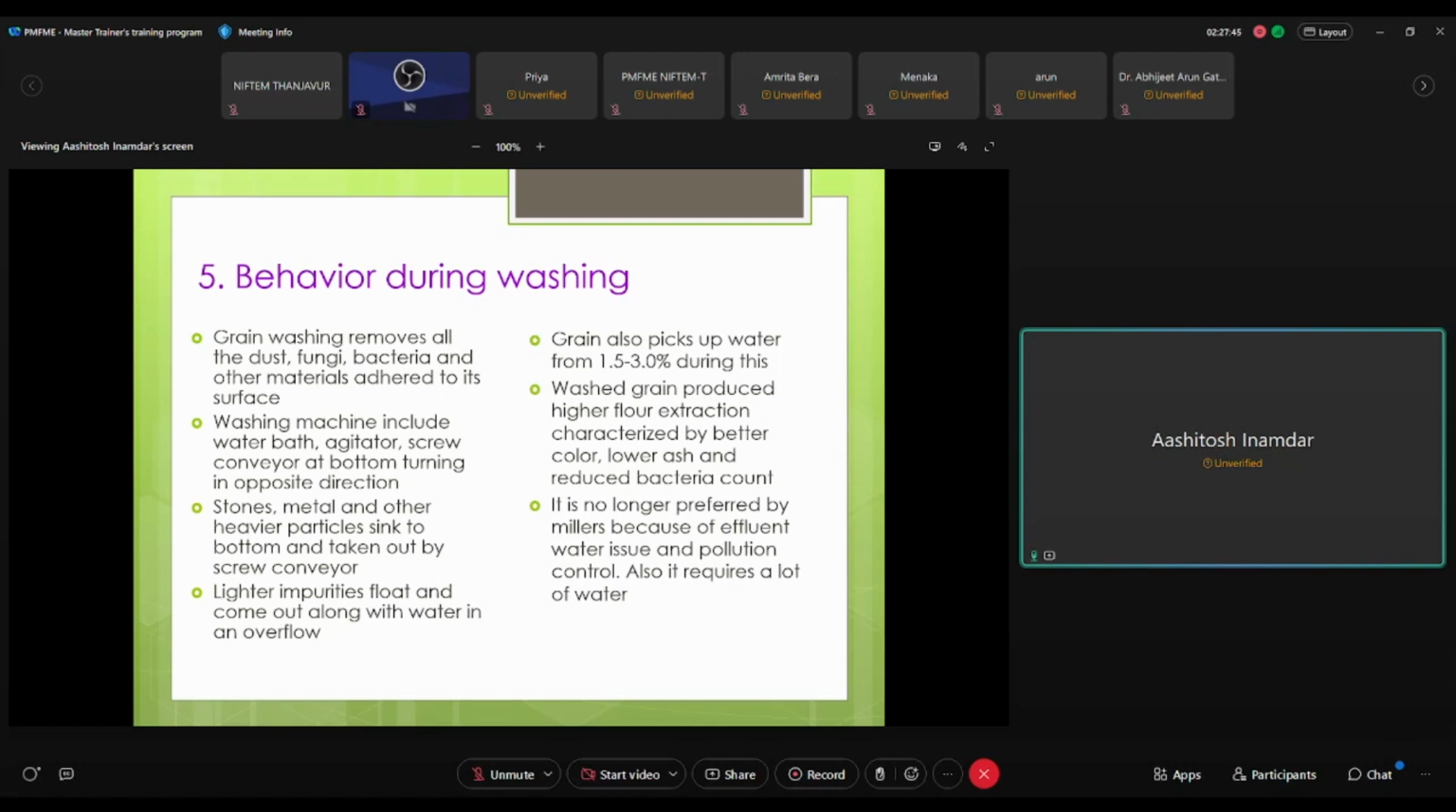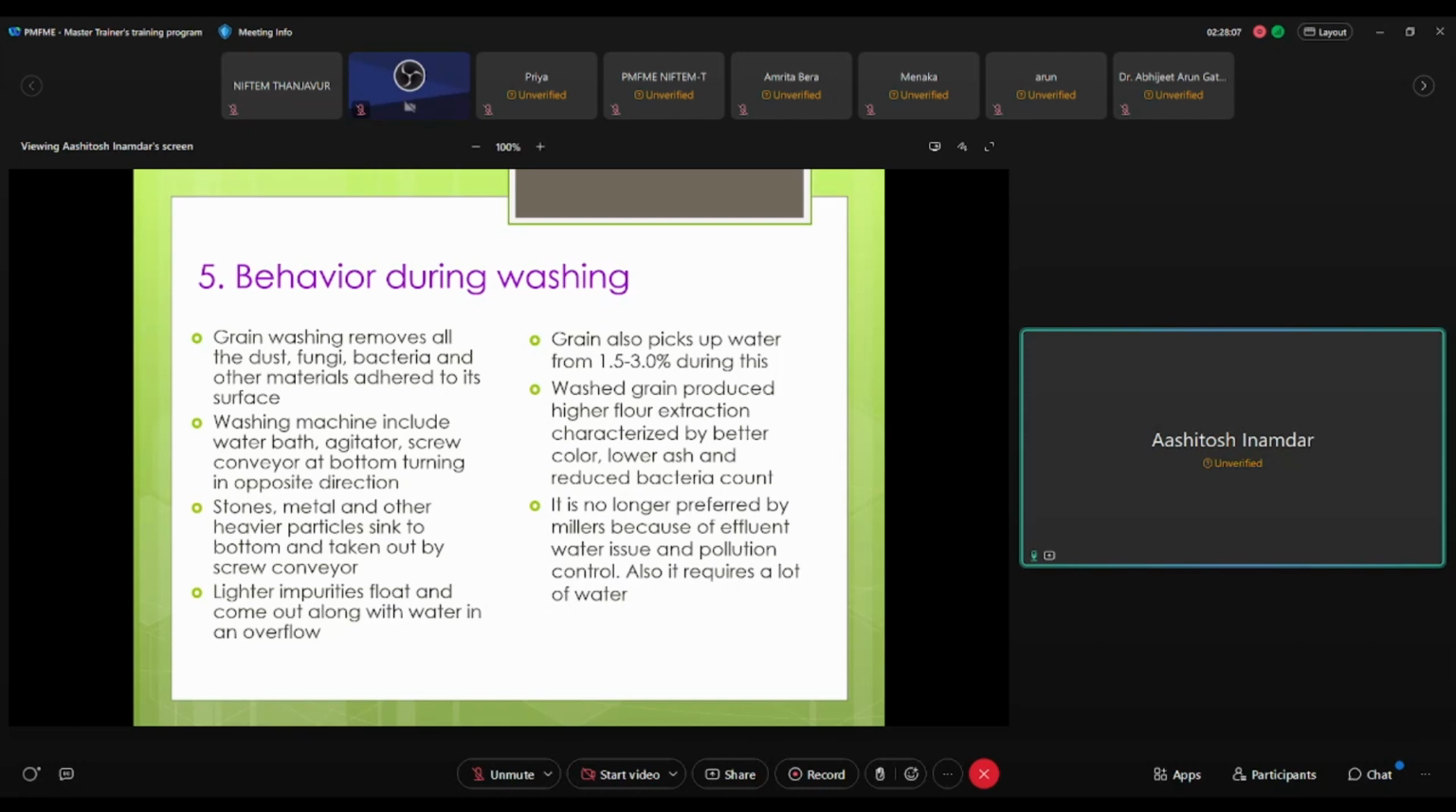So what is done in these weezers and washers is that a very thin kind of conveyor is put, which will help the grains to move forward. Okay. So this is the way this will be taken up. But of course, during this whole process, it will also pick up certain moisture, which we have to take care of.